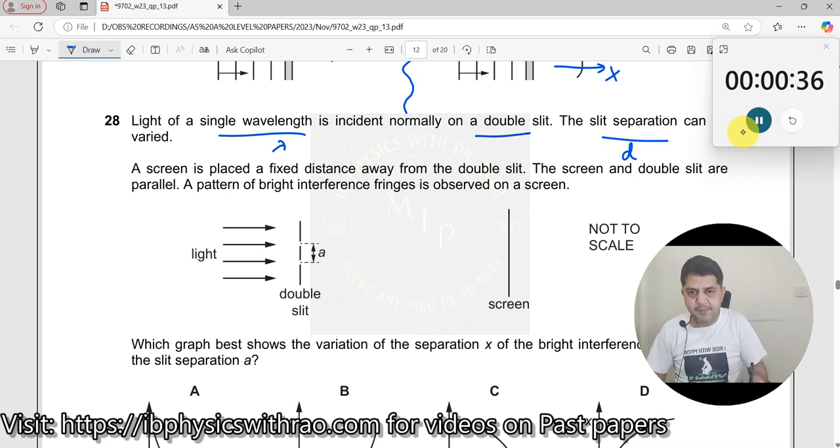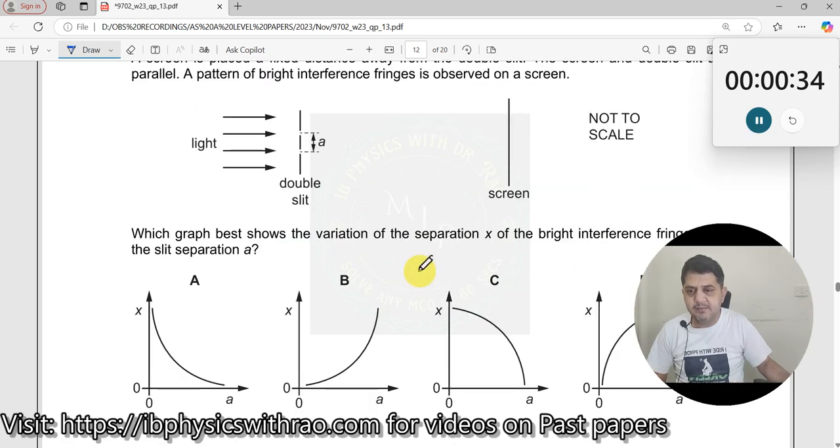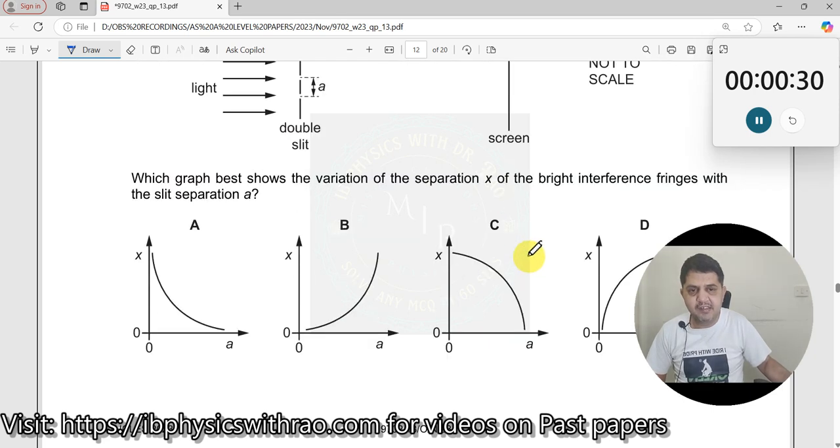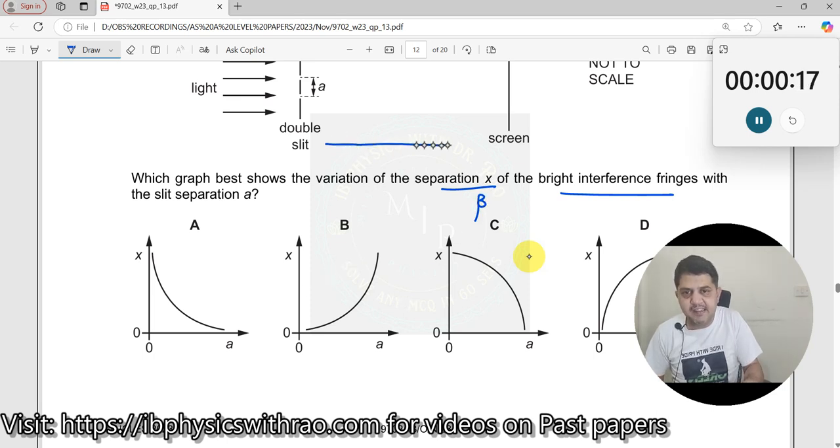So everything is fine. Then, which graph best shows the variation of the separation x of the bright interference fringes with the slit separation d? Now, what is x? You already learned. x is nothing but the fringe width beta. The distance between the screen and the double slit is capital D, and this is the small d, which you already learned.